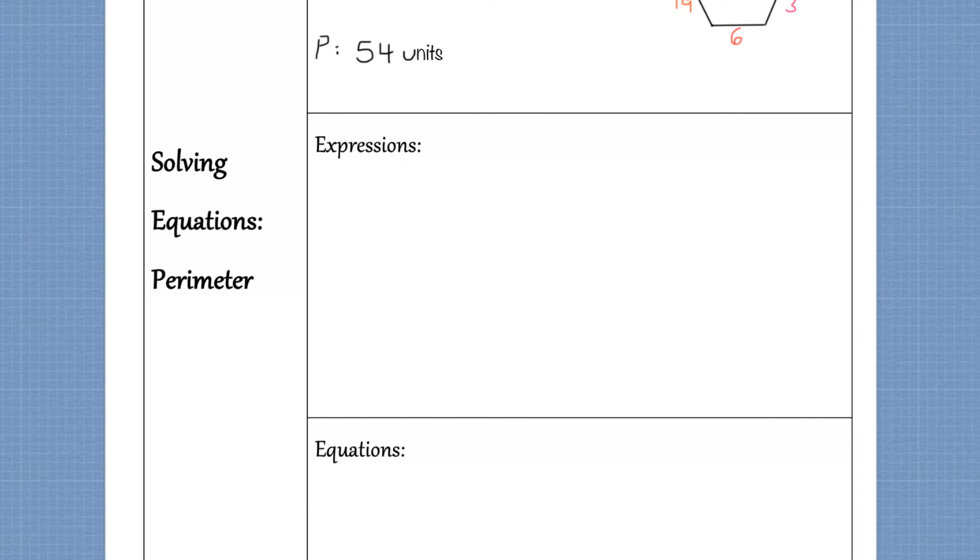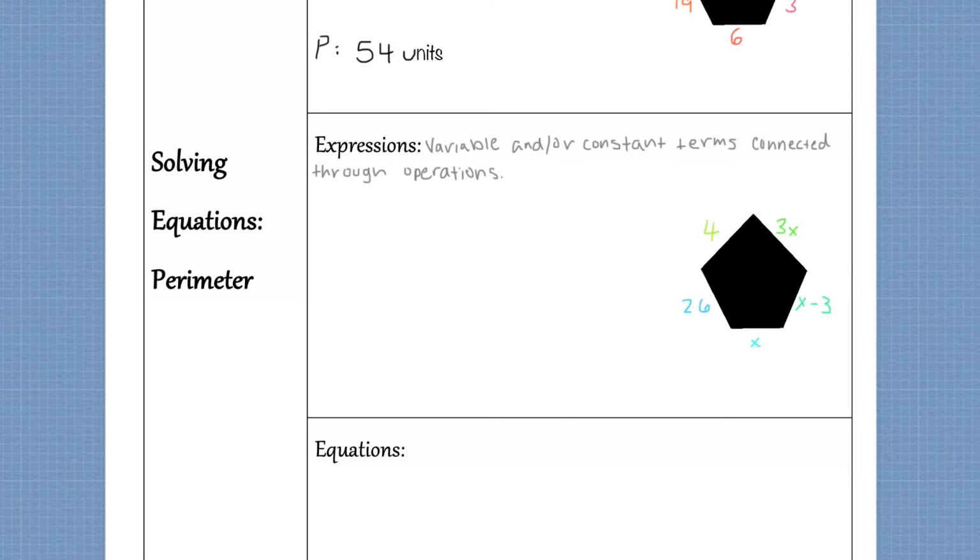So our next one, we're going to be talking about expressions. So what are expressions? Expressions are variable and or constant terms connected through operations. And so let's say again I had the same pentagon but with different side lengths. So we have 4, 3x, x minus 3, x, and 26 as the side lengths, and let's assume that the units for all of these side lengths are in meters. So all of this is in meters.